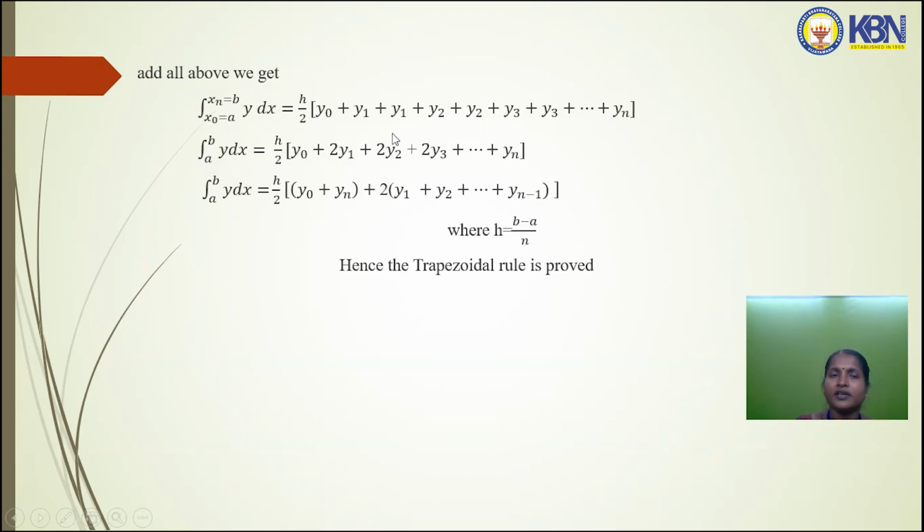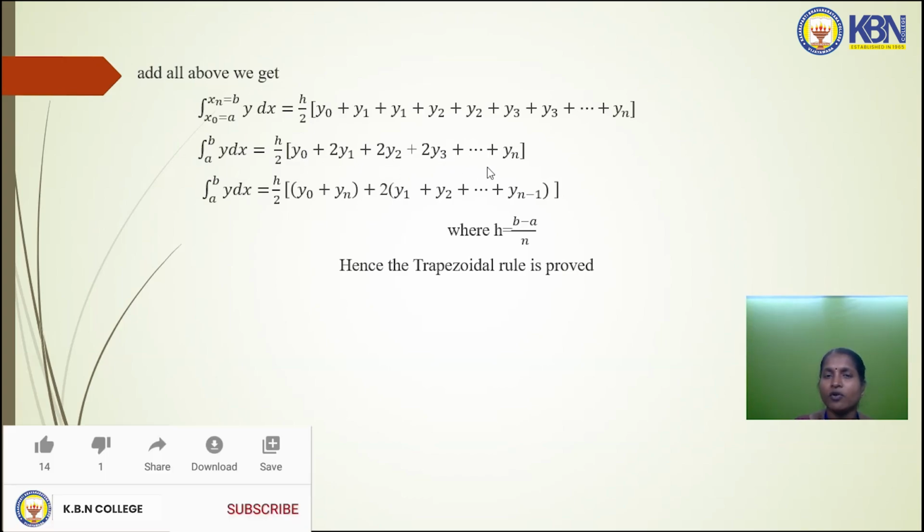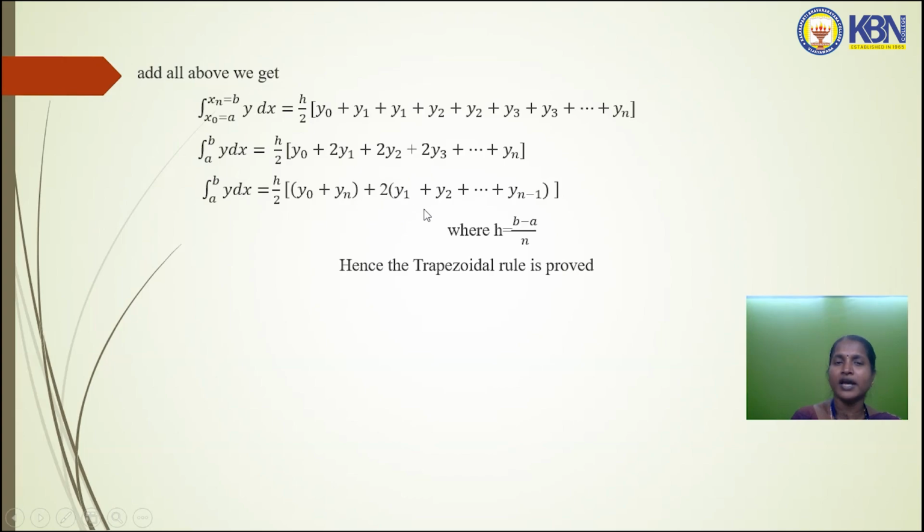Adding all the above integrals we get y0 plus y1, plus y1 plus y2, plus y2 plus y3, and so on. The individual end terms give y0 plus yn, so we write h by 2 into y0 plus yn. In the middle terms we have 2y1, 2y2, 2y3 and so on. Taking the common 2, we get y1 plus y2 plus and so on up to yn minus 1, where h is equal to b minus a by n. So this is the trapezoidal rule proof.